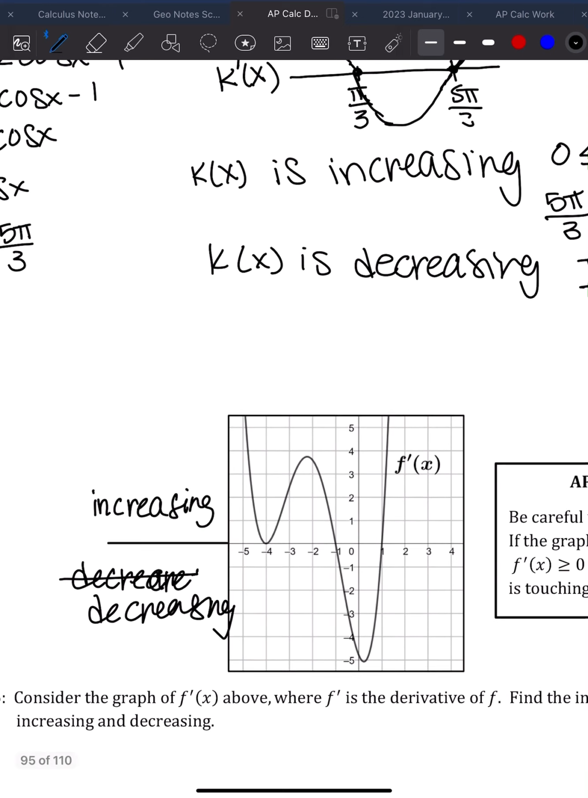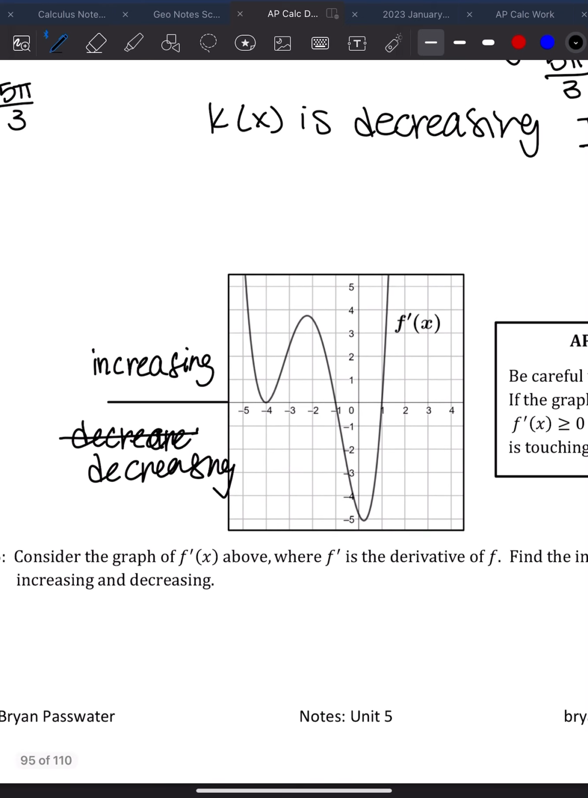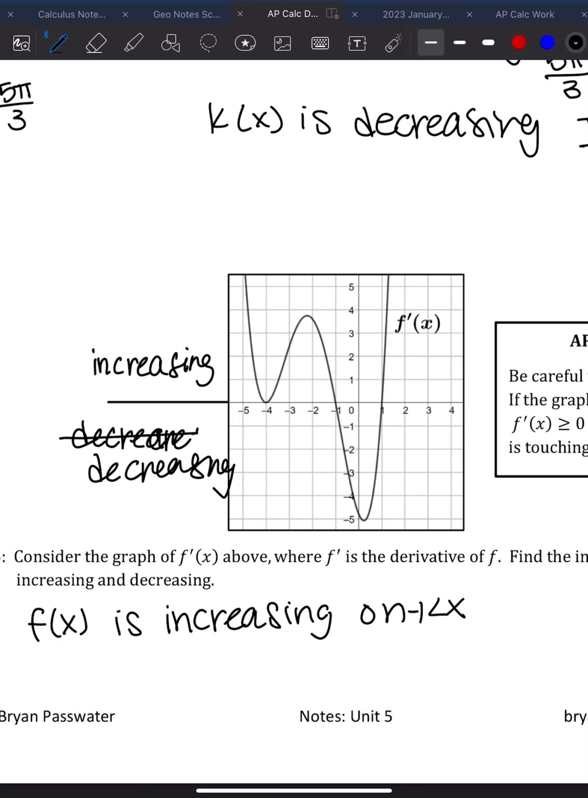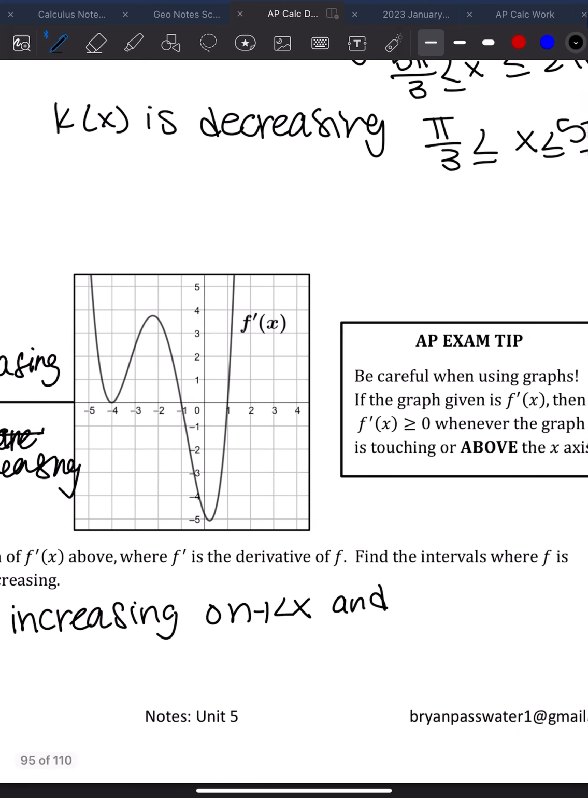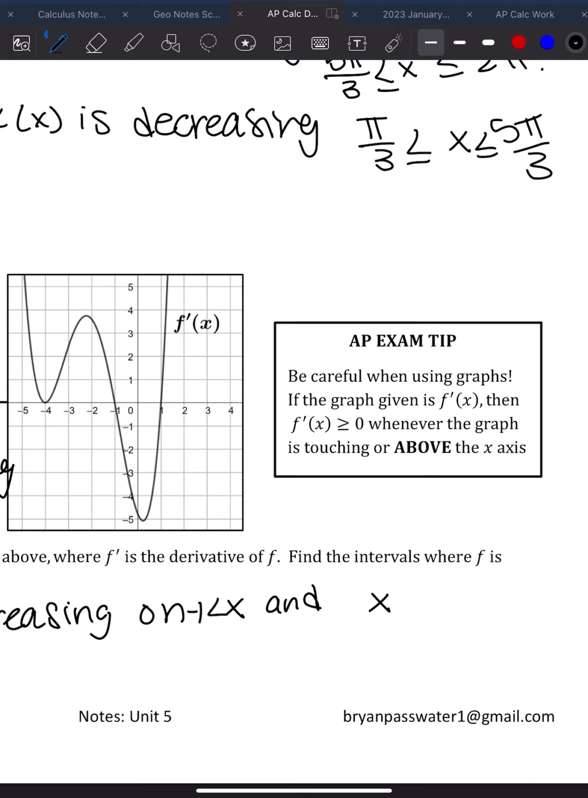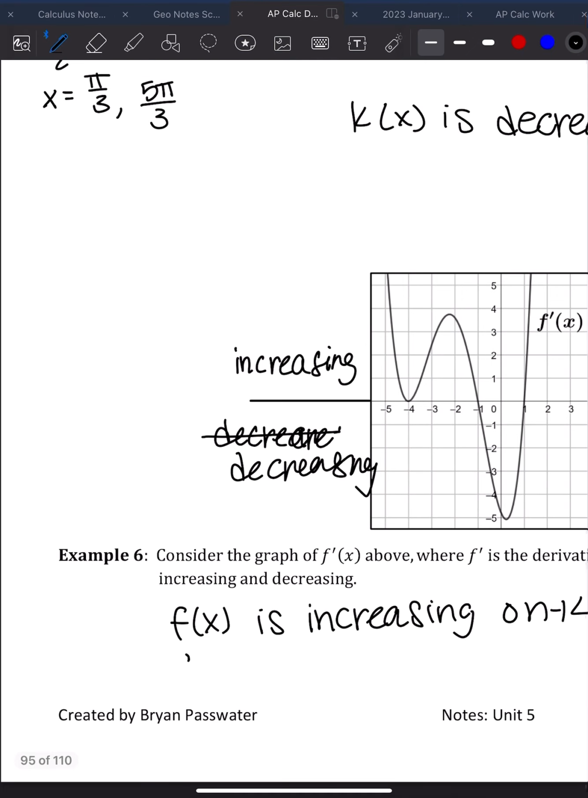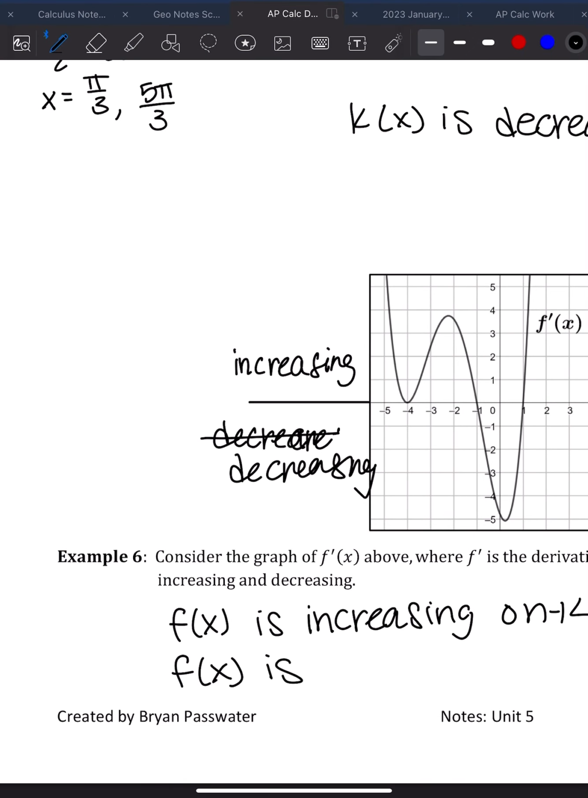So our function f of x is increasing when it is less than -1 and bigger than -1. And f of x is decreasing when we are between -1 and 1.